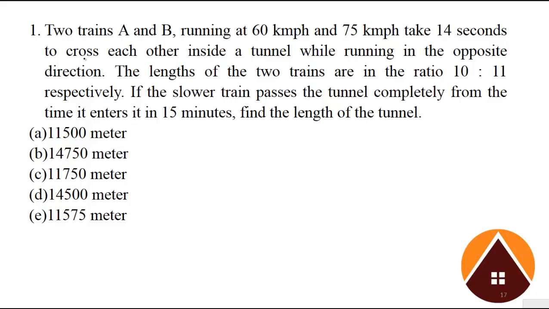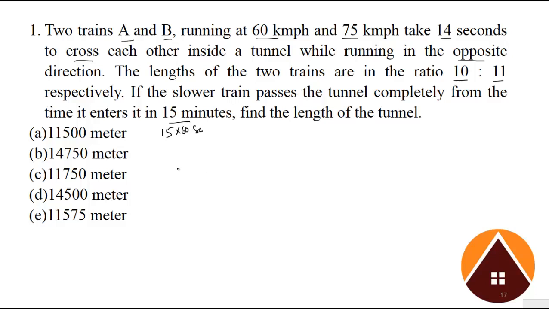Okay, let us take one more question. Train A and train B running at 60 and 75 take 14 seconds to cross each other while running in the opposite direction. The lengths of the trains are in the ratio 10:11. The slower train passes the tunnel completely, from the time it enters, in 15 minutes. 15 minutes is nothing but 15 into 60 seconds. Find the length of the tunnel.